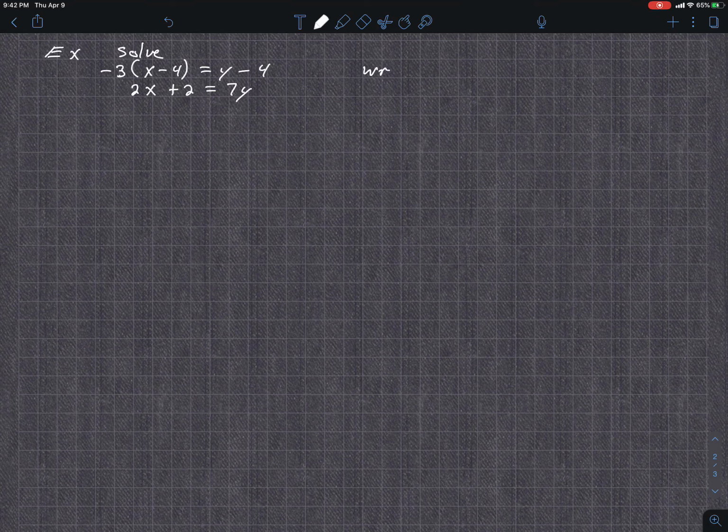That's the first equation. The second equation is 2x plus 2 equal to 7y. What you want to do first is write in standard form. Standard form is always ax plus by equal to c, where a, b, and c are constants. So you've got to distribute that. Maybe try that. Stop and put both equations in standard form. It may take 2 steps. Negative 3x plus 12 equal to y minus 4. Then you bring everything over.